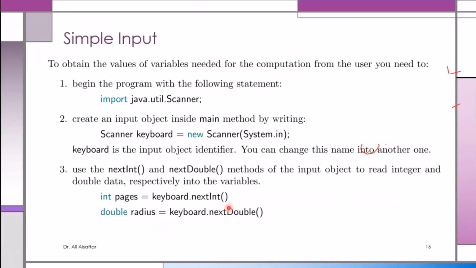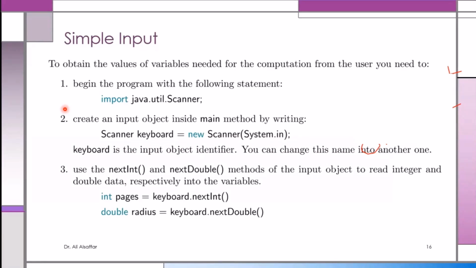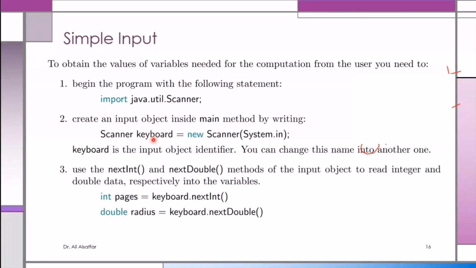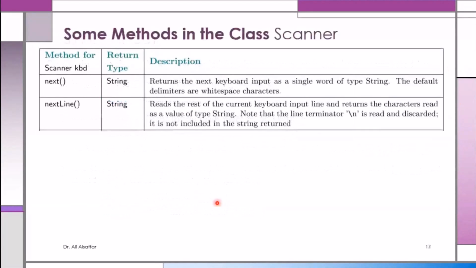Let's go back. So these are the 3 steps that you need to write before you read any input from the user. So you need to prepare your program for input. So what are the methods that we are going to use? I mean, the methods for the input here. See, when you define your object, scanner, keyboard, then what are the methods that you can use for input? For an integer it is nextInt. So this is a table.